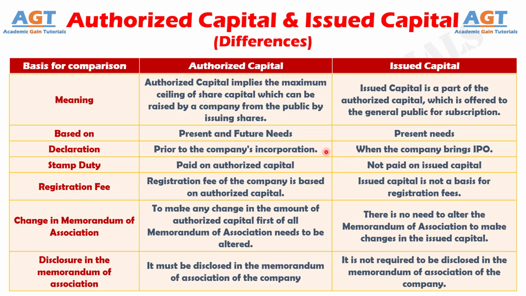Authorized capital is not completely issued by the company so that additional capital can be raised in the future, at different stages based on the need and demand. But the amount of issued capital cannot exceed the amount of authorized capital. So, these are the differences between authorized capital and issued capital.